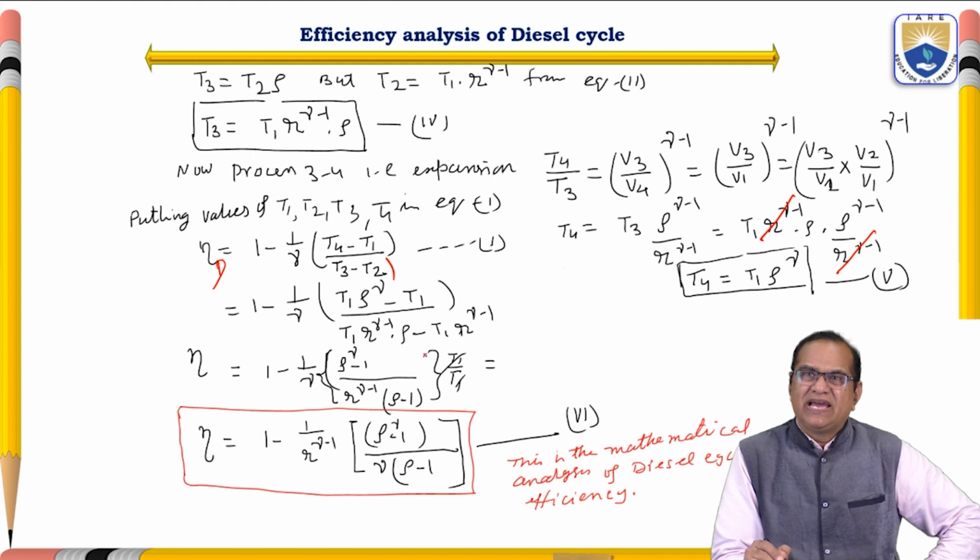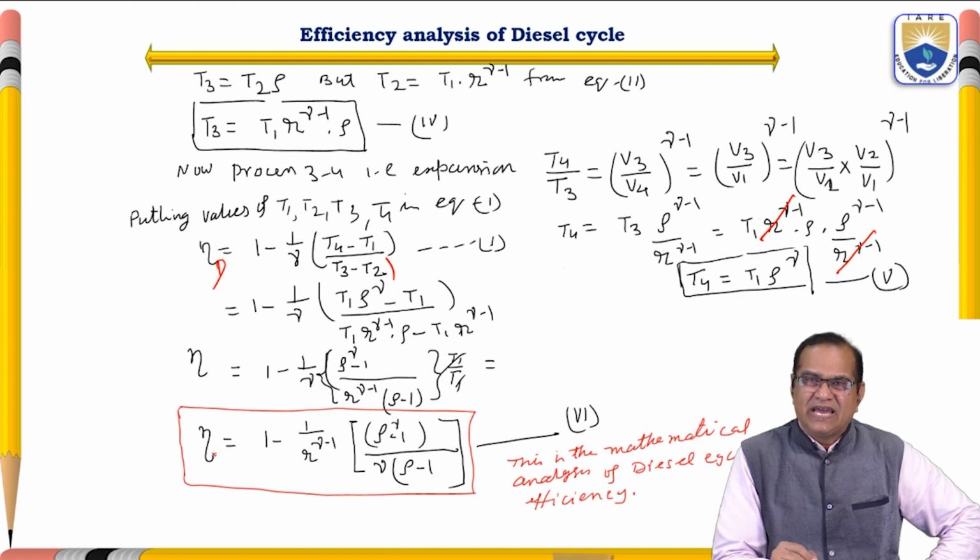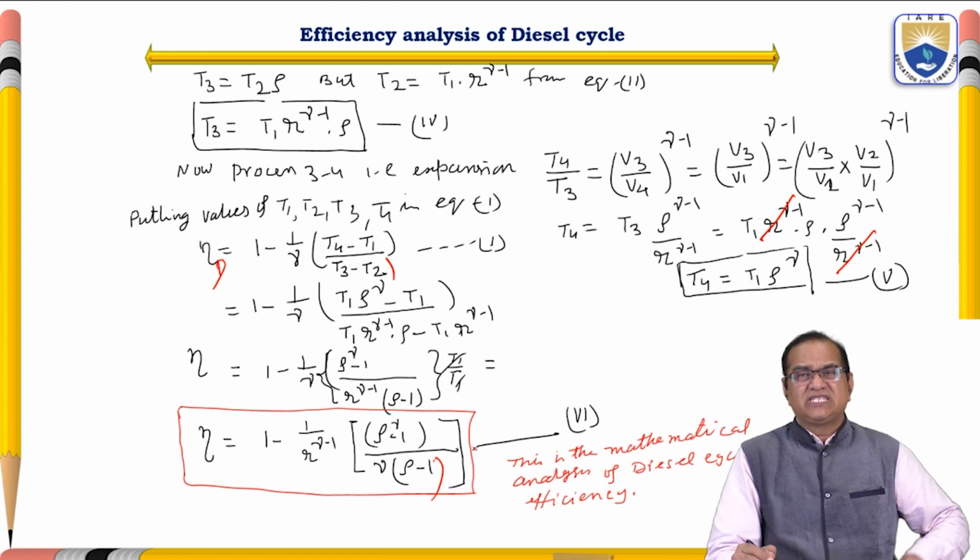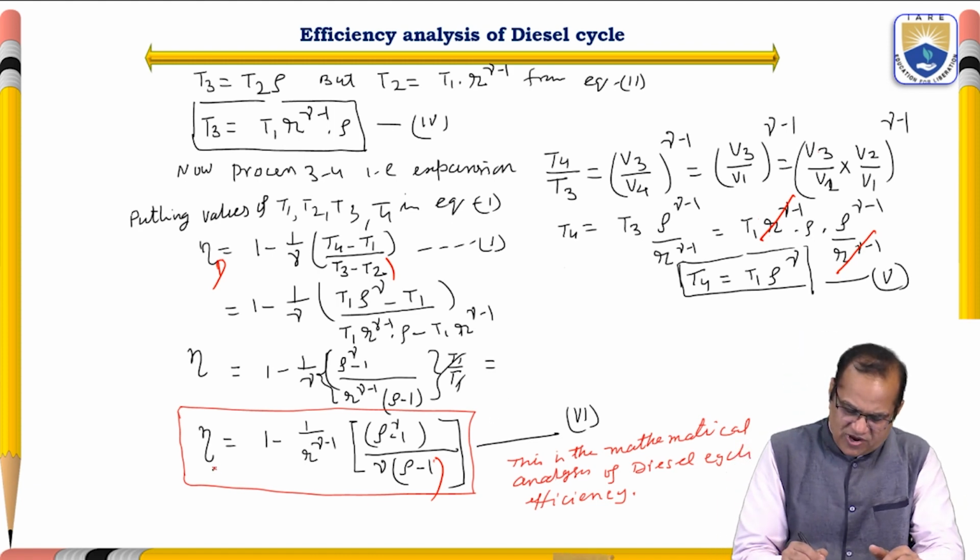So here we can take out T1, and you will get rho to the power gamma minus 1. Here also you take T1, so you will get R to the power gamma minus 1 into (rho minus 1). So you get eta equal to 1 minus 1 by R to the power gamma minus 1, into rho to the power gamma minus 1 divided by gamma into (rho minus 1). So this is the efficiency equation for a diesel cycle.